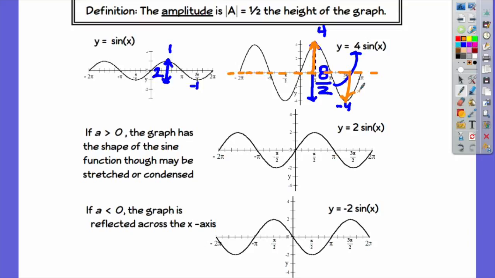So if A is positive, then it's still the same curve. It's just stretched or shrunk. But if it's less than 0, it's reflected over the x-axis. Okay? Now, a vertical stretch, does that affect the y's or does that affect the x's? The y's, okay? So amplitude affects the y's. And how it affects it is basically you're multiplying all of your y values by your amplitude. Every single one of those y values gets multiplied by that a value, whatever a is, okay?